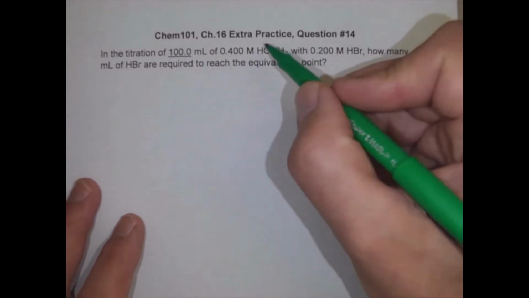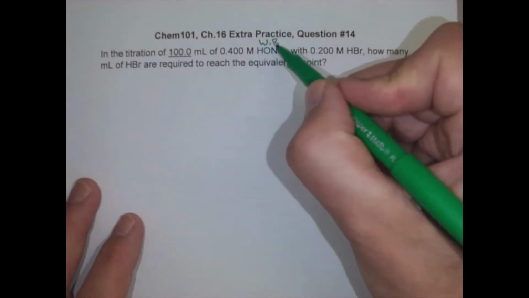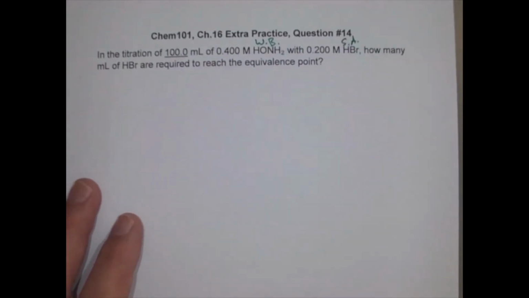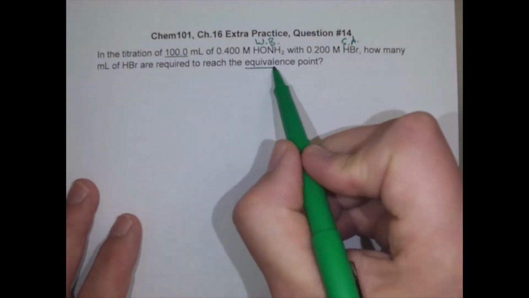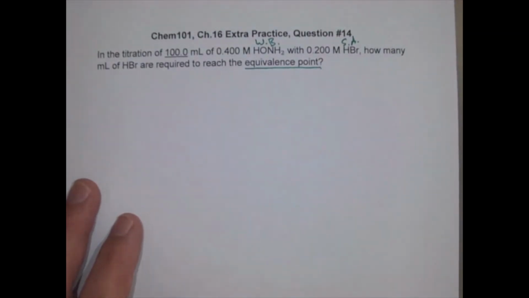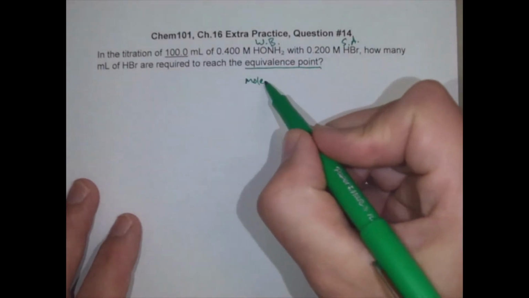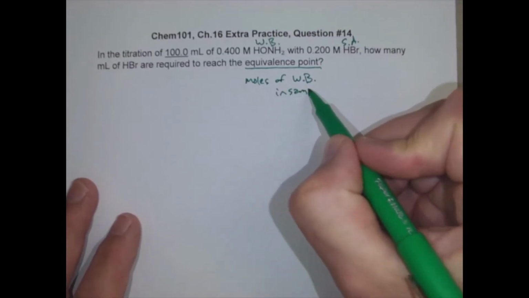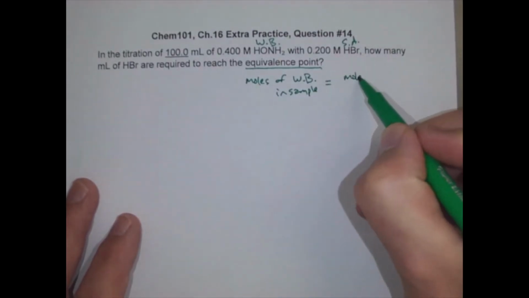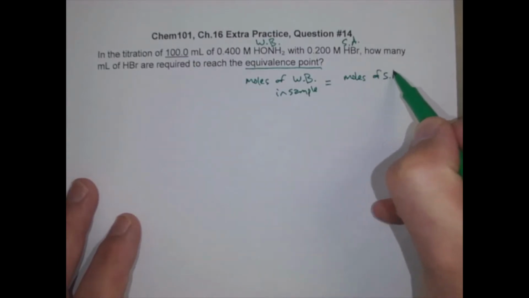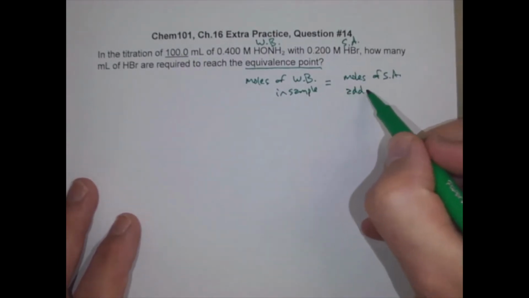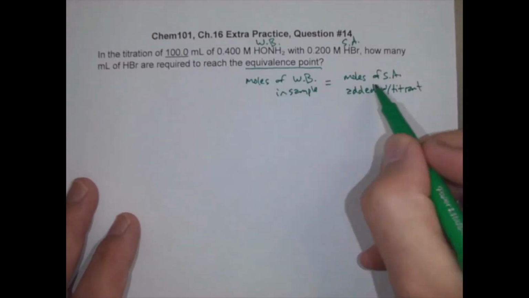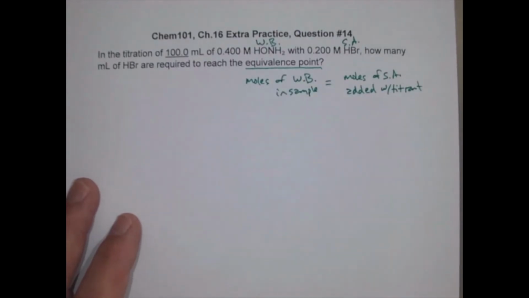Because what we have here is a titration of this weak base, and we are titrating it with this strong acid. Another important thing to remember is what we mean by the equivalence point. At the equivalence point, the moles of the weak base in the sample are equal to the moles of strong acid added with the titrant. So the moles of the base equals the moles of the acid at the equivalence point. That's really what gives it away.